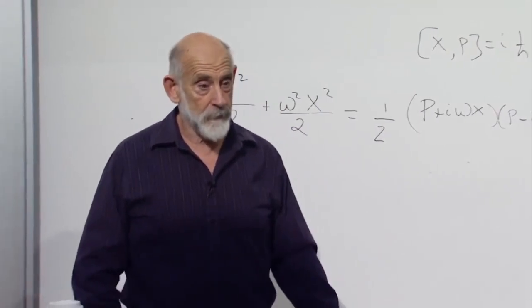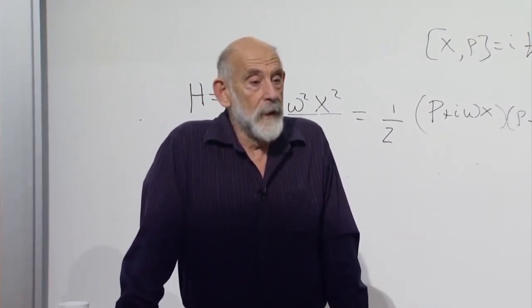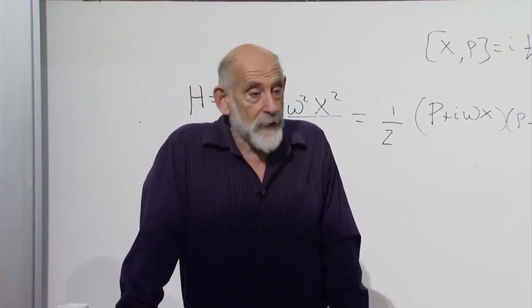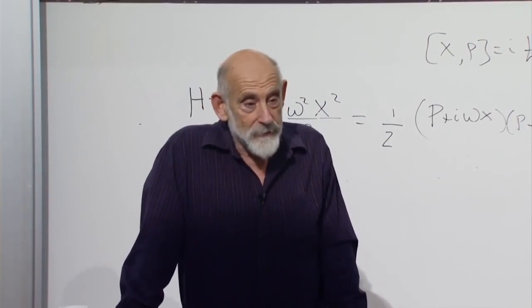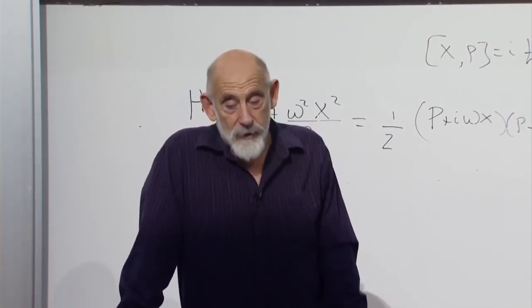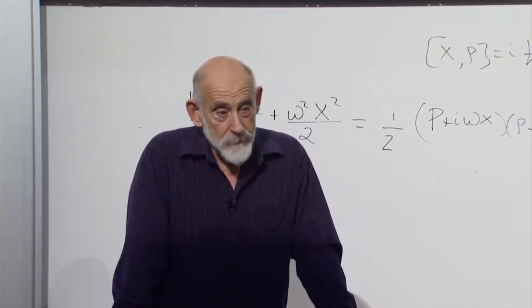Can you say anything further by the fact that it comes out to be positive instead of negative? Okay, it couldn't have been negative because x squared plus p squared is positive. The energy is x squared plus p squared. That's a positive definite operator. It can't come out to be negative.